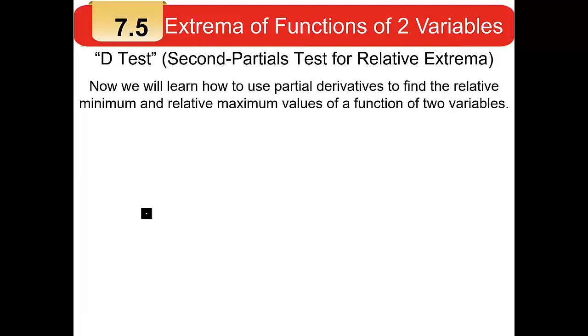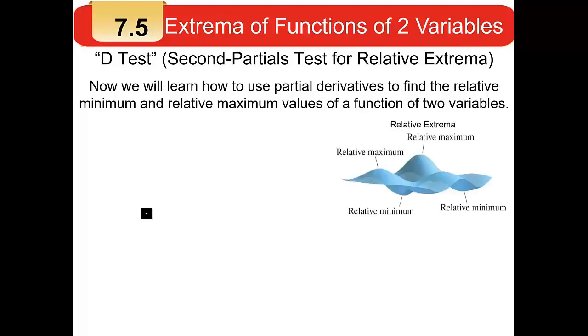You'll recall that when we were using functions of a single variable and we found the derivative set equal to 0 to get our critical number, we had a test to decide if that critical number was a max or min. There's a similar test when we're working with functions of two variables. I like to call it the d-test. Some people call it the second partials test.